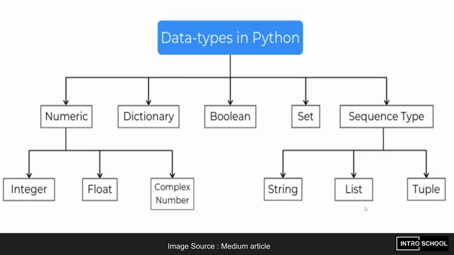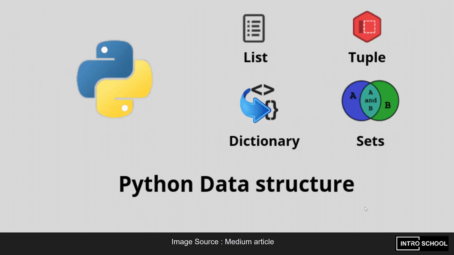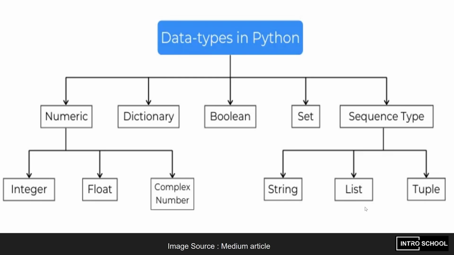And if I go to the next slide, I can show you that the basic data structures Python is known for are these four: list, tuples, dictionary, and the sets that we have in our mathematics. All that set theory is here in Python as a data structure called sets. So the dictionary, list, and tuple are special types of data structures that comprise these data types.